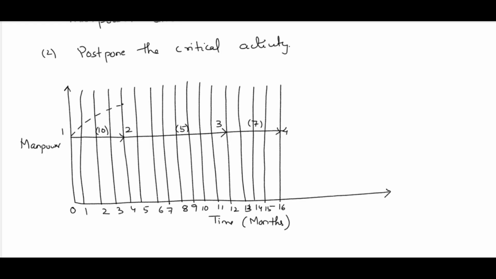Up to 5 months it will be a continuous line: 1, 2, 3, 4, 5. Then again a dotted line, and its manpower requirement is 4. So here it is 10, okay; here 5 plus 4 is 9, okay; here it is 7.